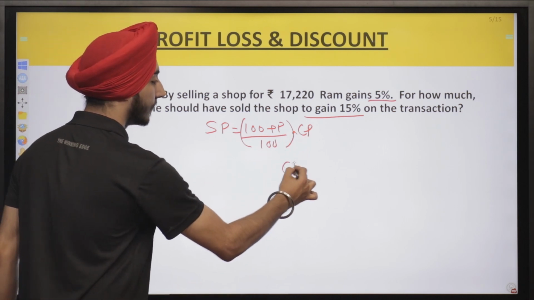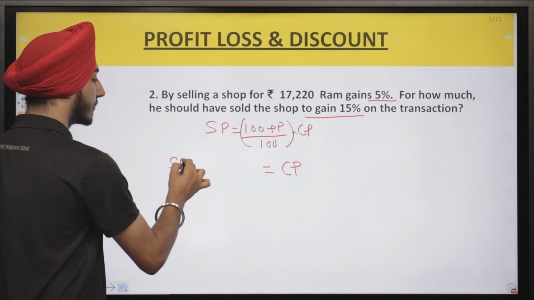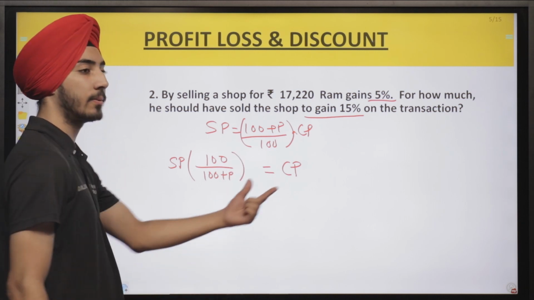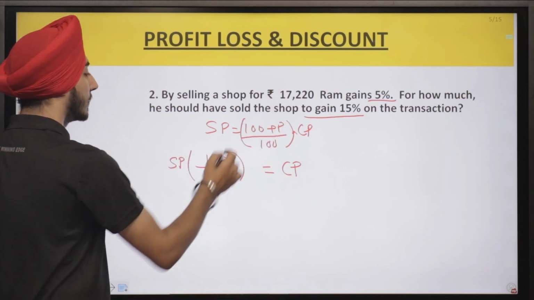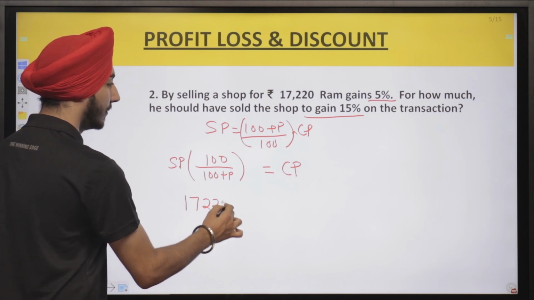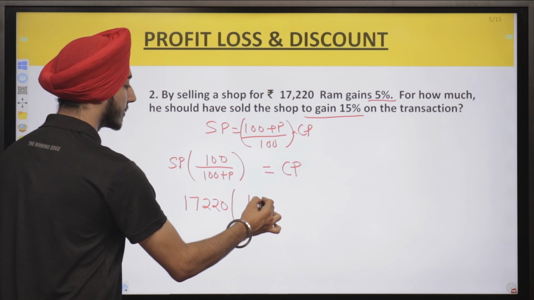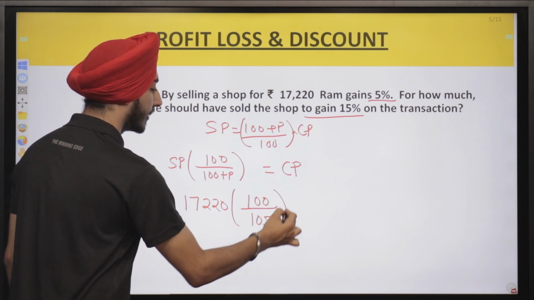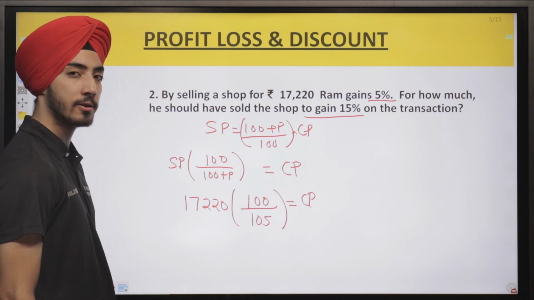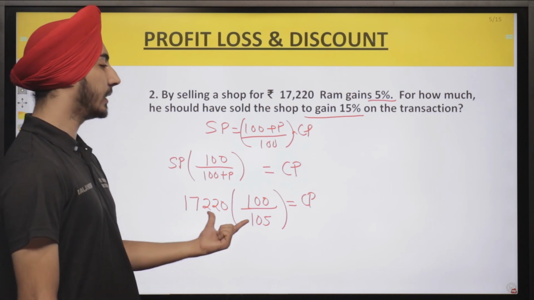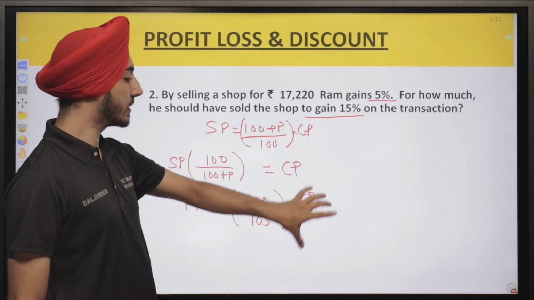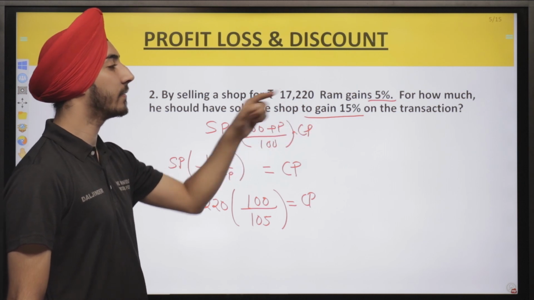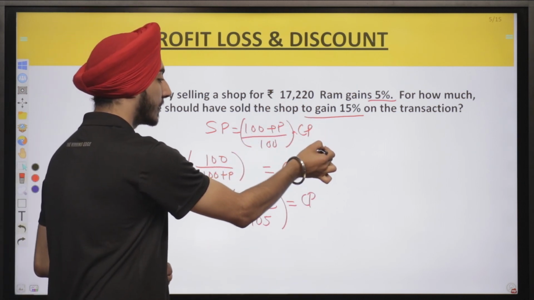Let CP be here only. 100 will go on this side. Let SP be outside. 100 upon 100 plus profit. This becomes the formula for cost price. So look, the selling price is 17220, so here we'll put 17220 upon 100 plus profit. What is the profit percent? 5%. 100 plus 5 will give you 105, and this will give us the value of our cost price. Okay, now we can leave it here also. We can solve it later also, because we have to use this value for the second part: for how much should he have sold the shop to gain 15% profit. So in the next part we have to find the selling price, right?